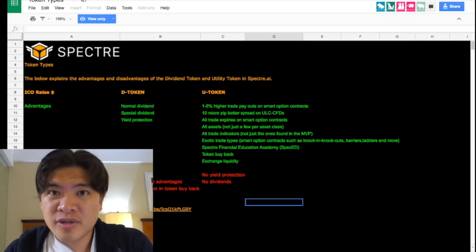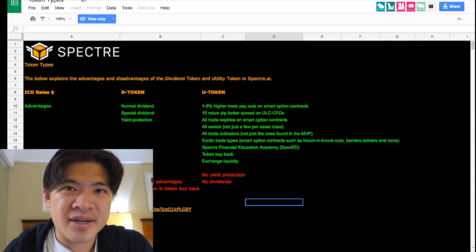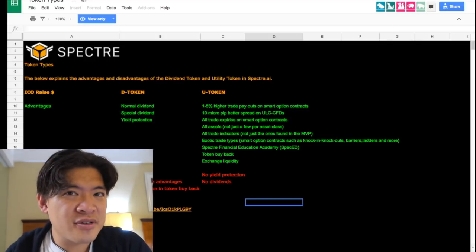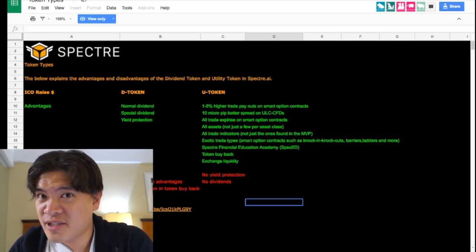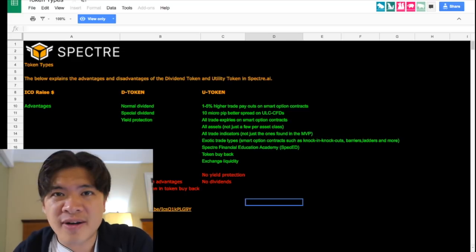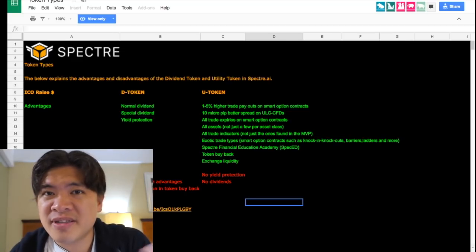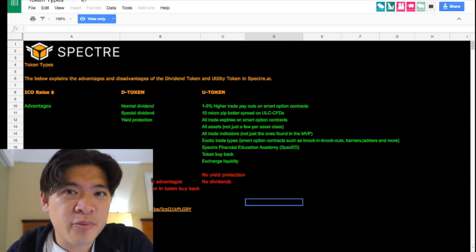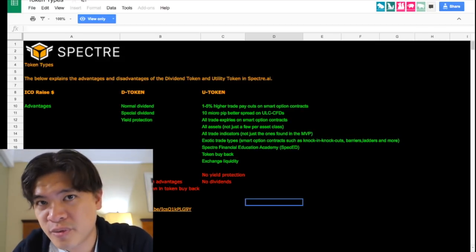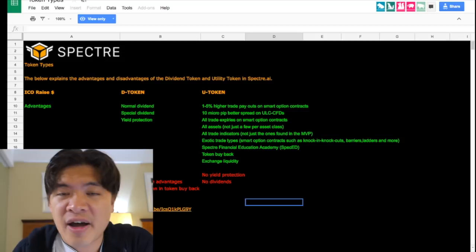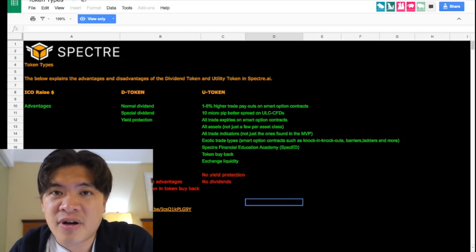There's another token called the U token, the utility token. So the utility token is to get you the best trade and to be used on the platform for, guess what, utility. So it helps you on the platform, but it's not going to be the dividend collecting type. The thing is, with utility tokens, they can be readily traded and they can be listed on more crypto exchanges, and hence they have higher liquidity. The thing is, of course, there are disadvantages. There's no dividends and yield protection.